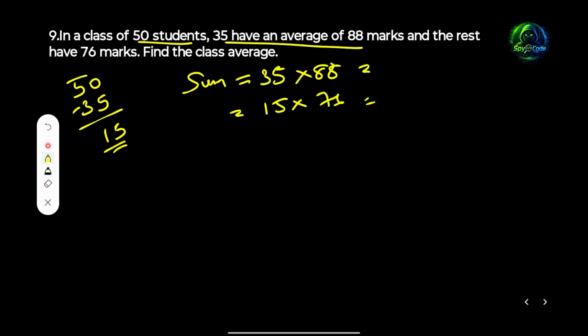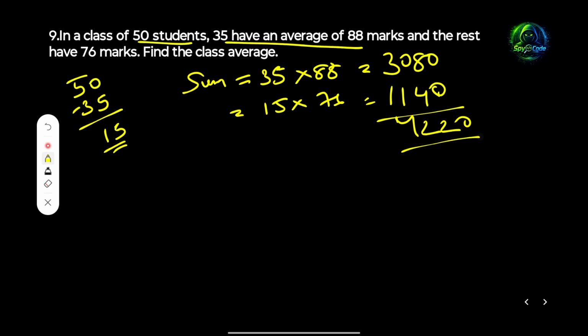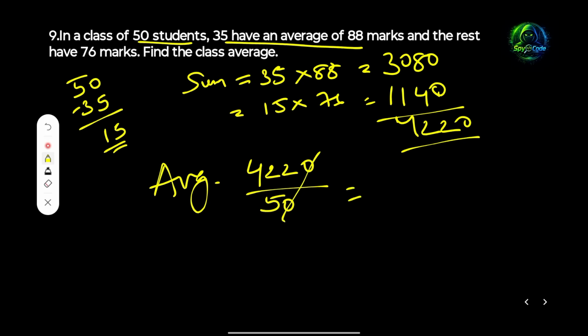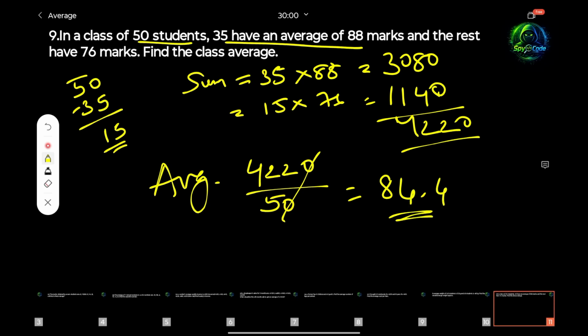So 35 into 88, and when we add them this is 3080 and this is 1140. So total sum is around 4220. Okay, total students are 50, so average is 4220 divided by 50. So upon solving this we get it as 84.4. Okay, this is the average marks of 50 students.